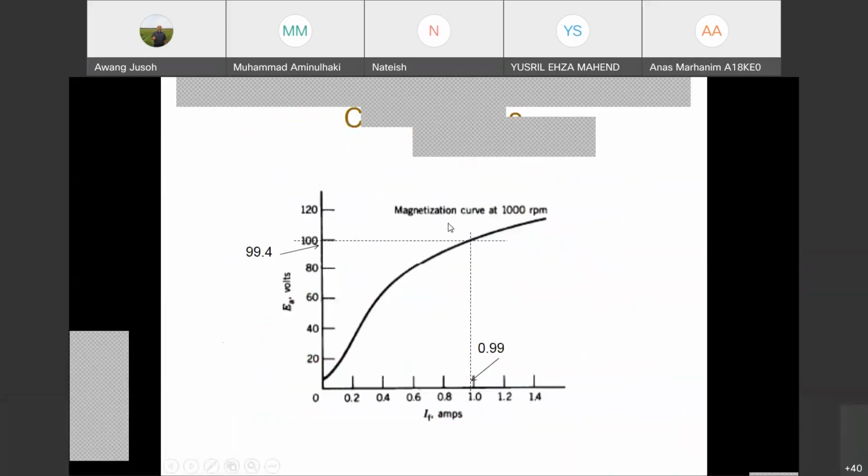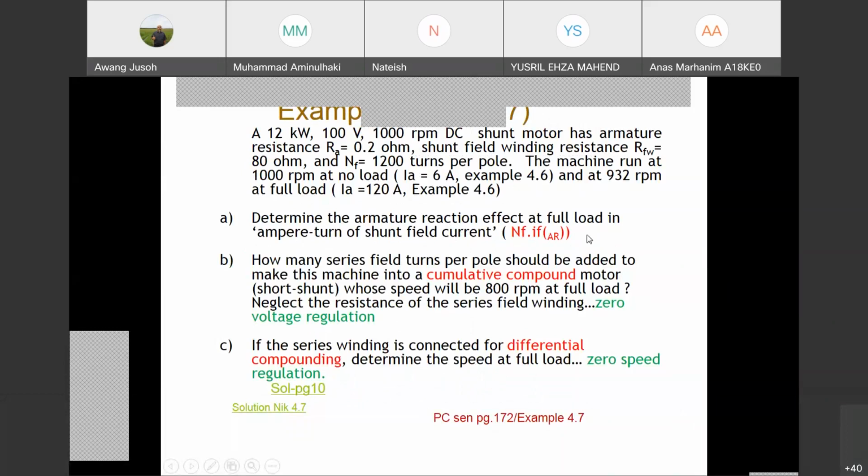Okay, example 4.7, which is the next example of the DC motor. A 12 kilowatt, 100 volts, 1000 rpm DC shunt motor has armature resistance Ra of 0.2, shunt field resistance RF of 80 ohm, and NF equal to 1200 turns per pole. The machine runs at 1000 rpm at no load, which gives the current 6 ampere as in the previous example. It's a no load current of 6 ampere, and with speed of 932 rpm at full load with the current of 120 amp rated current.